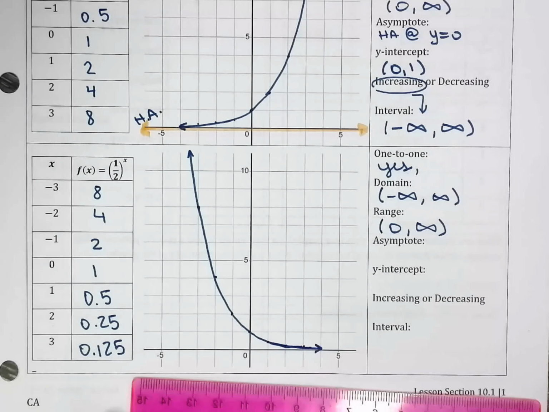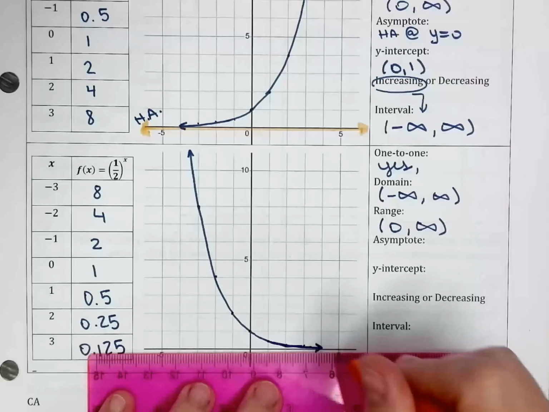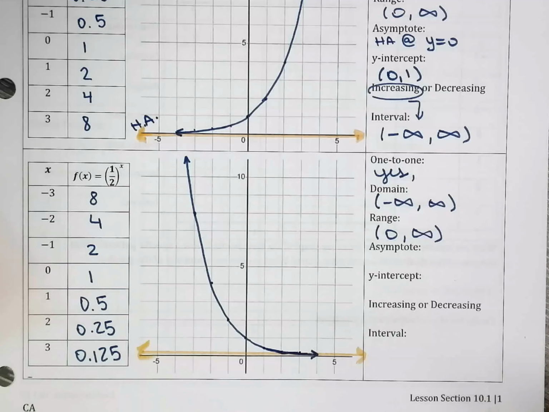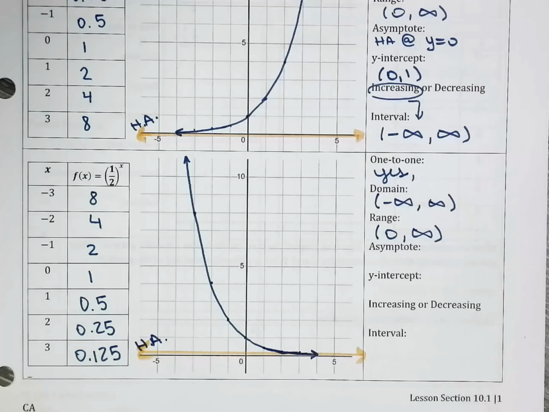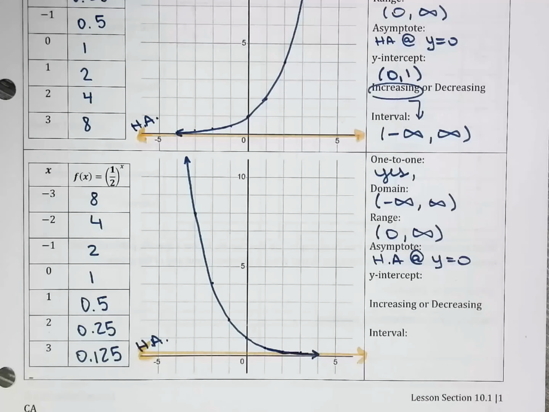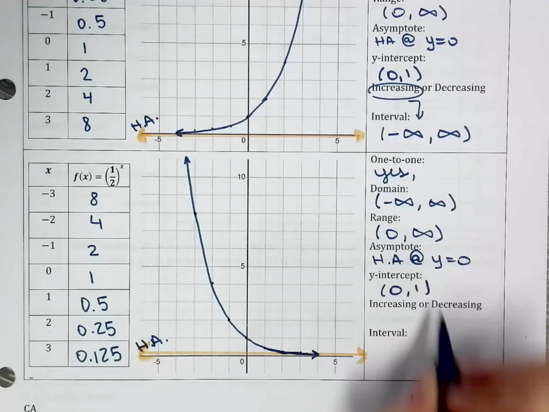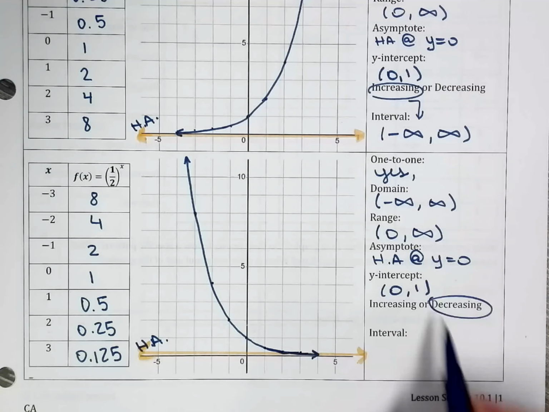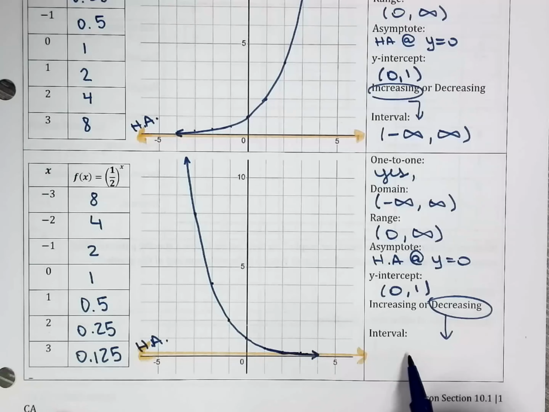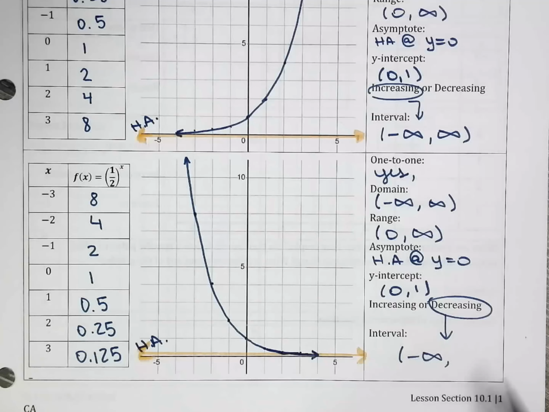Asymptote, definitely, it's this guy right here. It approaches y equals 0. So horizontal asymptote at y equals 0. Y-intercept at 0, 1, and it's decreasing because it's going down from left to right. Right everywhere. It doesn't decrease and then increase. Now it's just decreasing all the way. So from negative infinity to positive infinity.